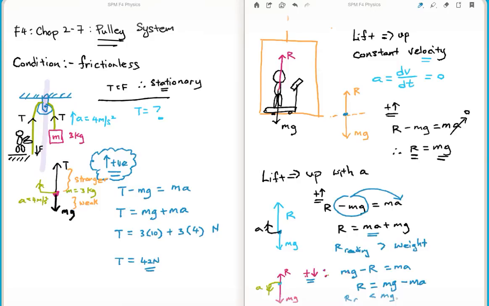Put it in layman's terms. If you stand in a lift and this lift accelerates downwards, you will feel that you are floating. You have a sensation that you are floating, or that you appear to be lighter. So this is what it means. When an object goes down, you feel lighter, you feel that you are floating. Okay, so two different conditions. This one goes down. Okay, this one goes up.